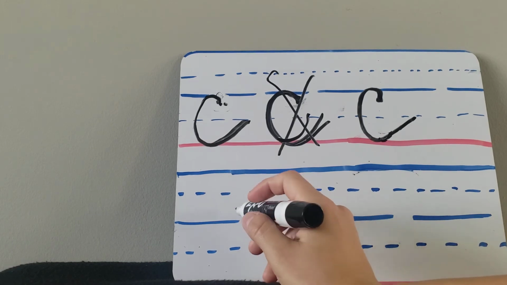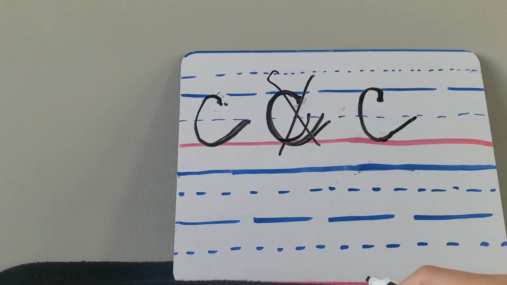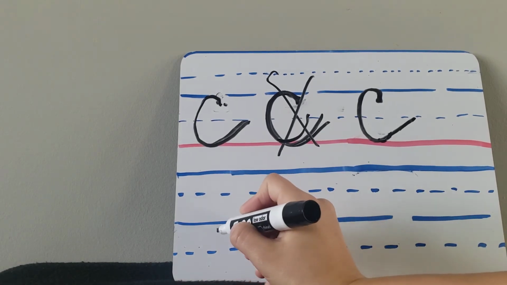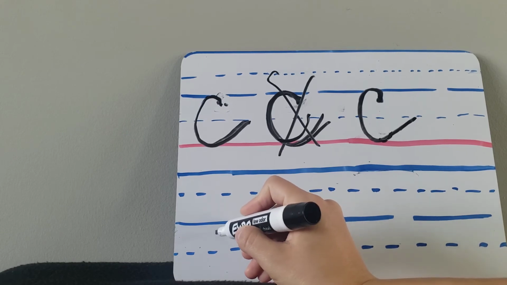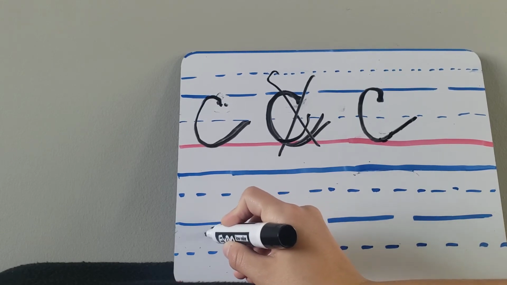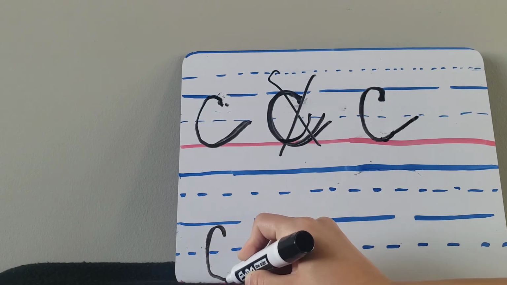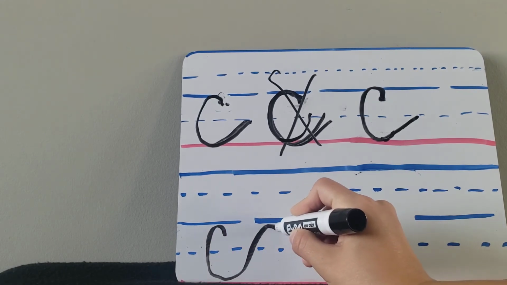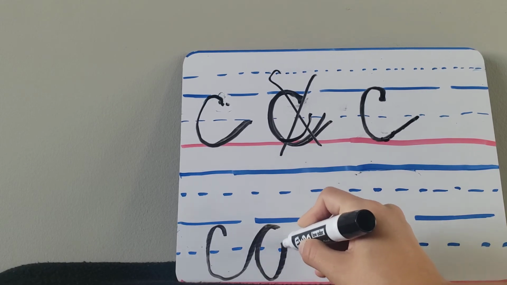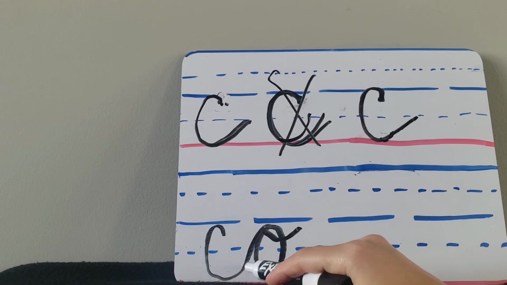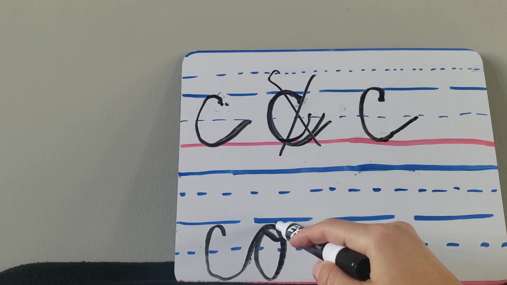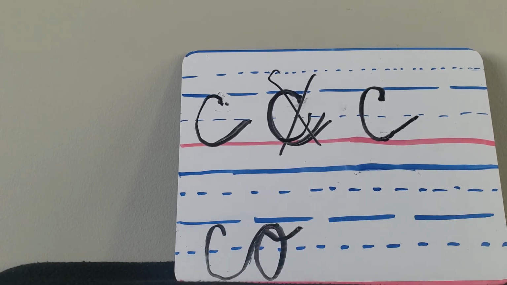So right here, I'm gonna write the blend CO, okay? So starting right here again, I start a little bit under the middle line. I go up to the middle line, down to the ceiling, and then I'm going to write CO. Remember, O starts at the top, so I have to go all the way to the top, and then from there I write the letter O, okay?